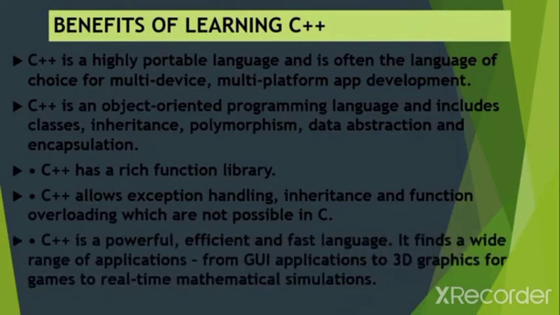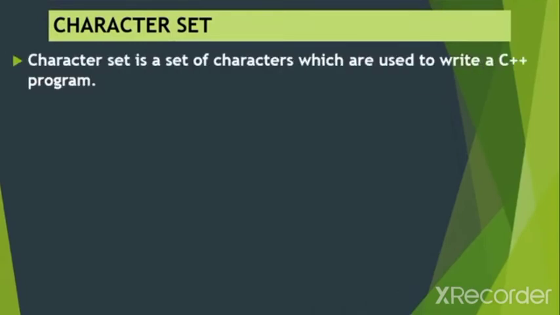Then character set. What is a character set? A character set is a set of characters which are used to write a C++ program. So normally, why do we use language? To communicate with others, to express our thoughts. If one person wants to communicate with another person, they need a language. Only if that language exists can they communicate with others.